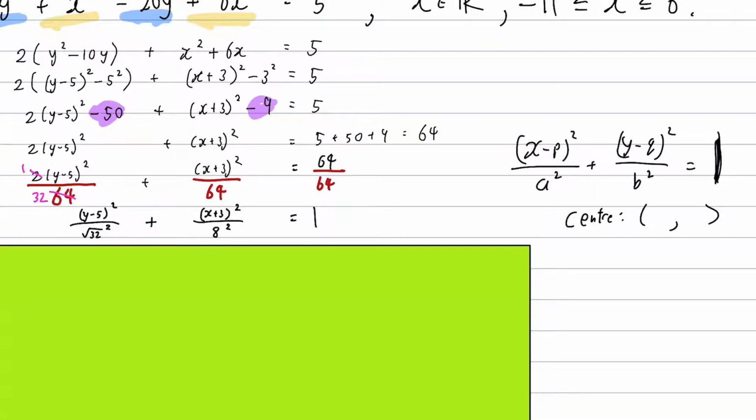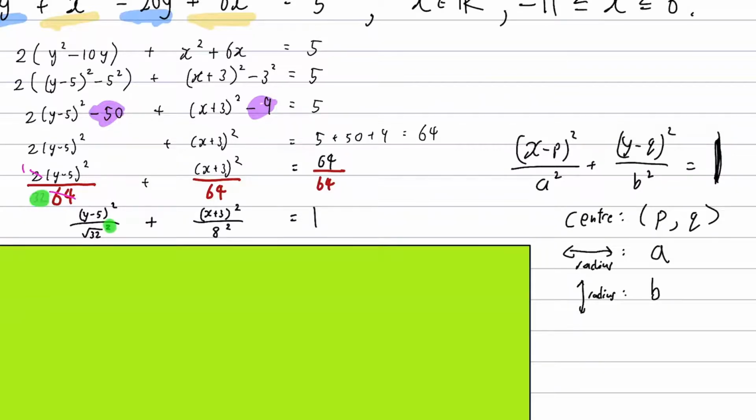A square, p comma q. Correct. Then the horizontal radius will be? A square. Wrong. Just a. Vertical radius will be? B. Just b, exactly. Without the square. That's why I purposely take out the square.